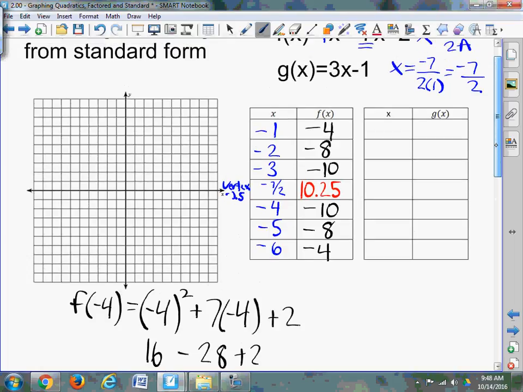I'm going to graph that first. So -7/2 is -1, 2, 3.5. I'm going down 10.25, so I'm just off the graph. Then we have -3, -10 and -4, -10. We have -2, -8 and -5, -8. And then we have -1, -4 and -6, -4. All right, and if I wanted a few more points to see how steep this would be, it might help. But I can still draw my parabola.